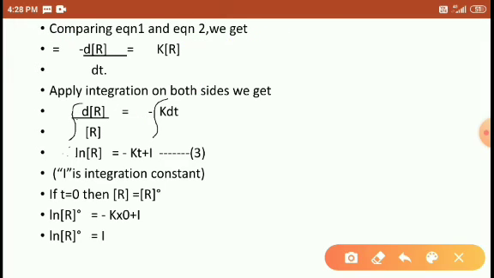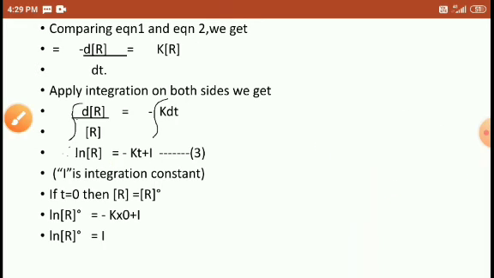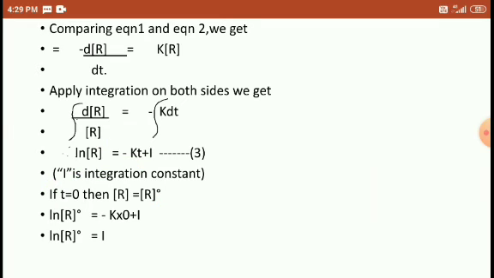So if you solve the integration, we get the natural log ln of the concentration of R equal to minus kt plus I. This is equation 3. So we compare this equation with the initial concentration of the reactant. This equation 3 is for t equal to t minutes. To find the rate, we have to compare the initial and final reaction. So at the time t equal to 0, R is equal to R naught. Then we put the t value as 0 and the R value as R naught here.